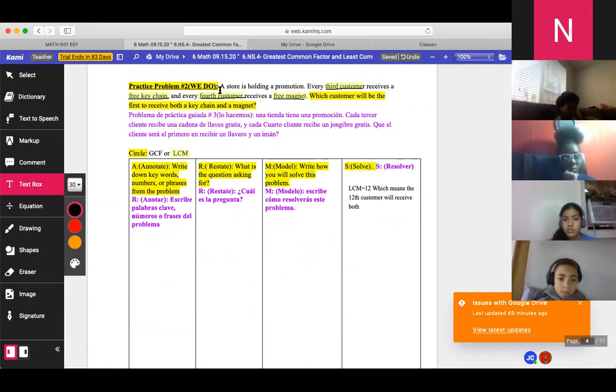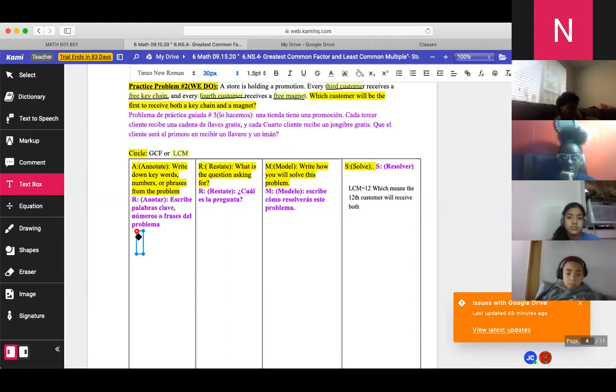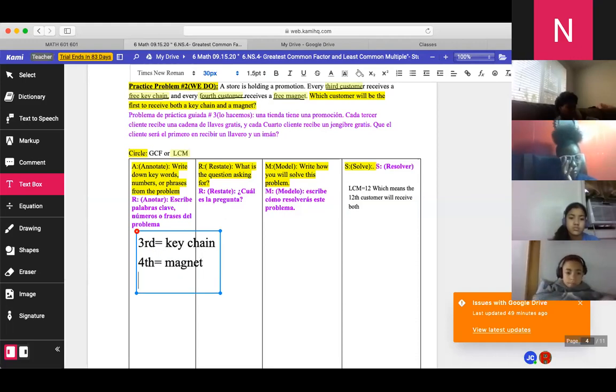But a store is holding a promotion: every 3rd customer receives a free keychain and every 4th customer receives a free magnet. Well, pretty simple. It's already annotated. Which customer will receive both a keychain and a magnet? So we already know that the 3rd customer gets a keychain, right, to hold their keys. A 4th customer, and these are real world examples, gets a magnet.